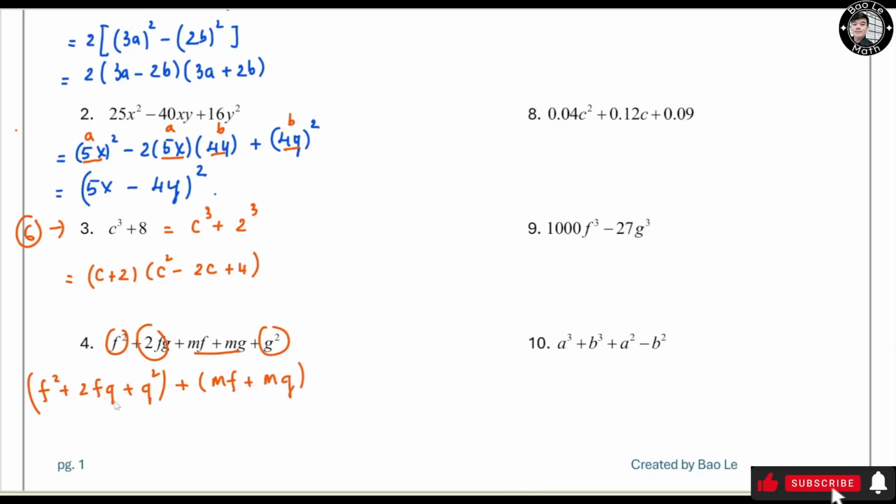Now the first one, this one is actually a complete square, right? So it could be f plus g altogether squared, plus the second one right here, you're going to factor m out, so it could be f plus g, right? Now you look at this one, this guy and this guy have the same common factor, f plus g, right? So I'm going to factor f plus g out. So the first one right here, I have f plus g left, right? The second one right here, I have plus m. This one is the final answer.